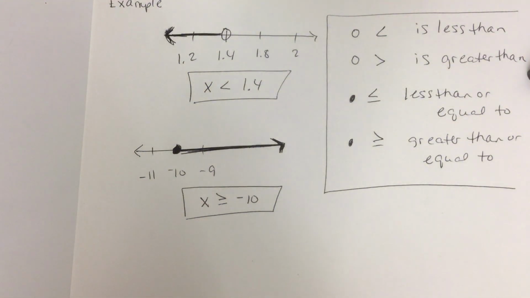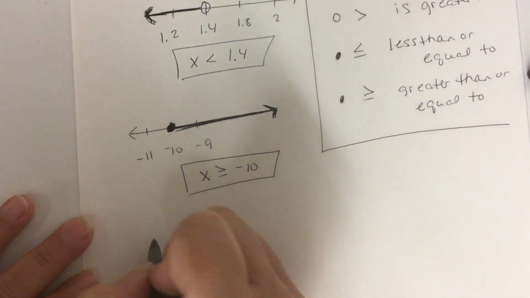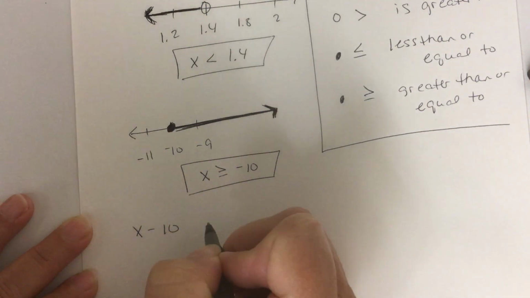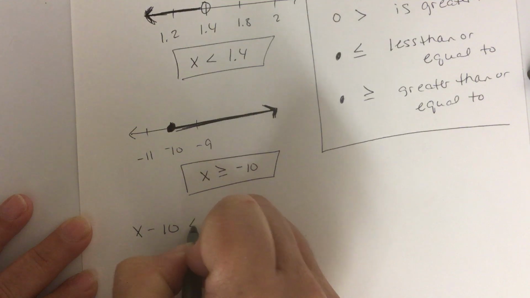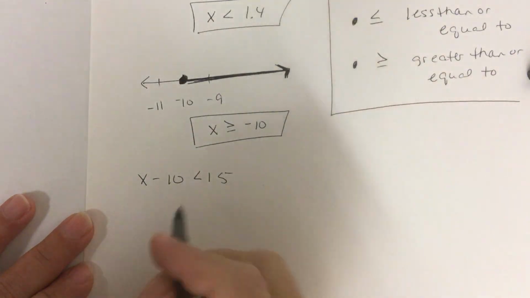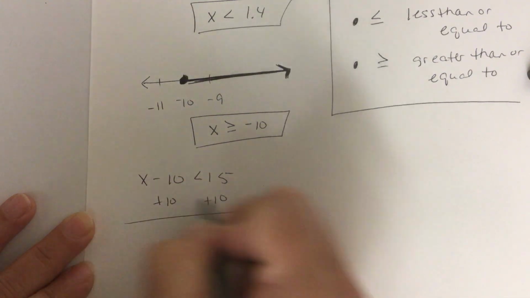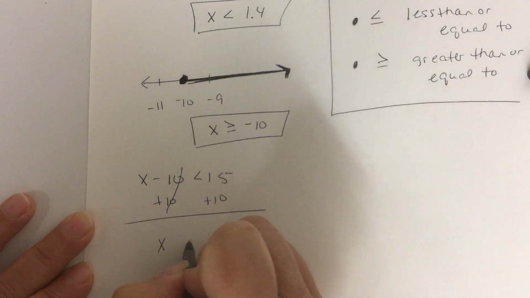So the next example is solving one, okay? So we can have x minus 10 is less than 15. So we're gonna work it the same way that we worked equations. We need to move this 10 over. So I'm gonna add 10 to both sides. That cancels. Bring everything down.